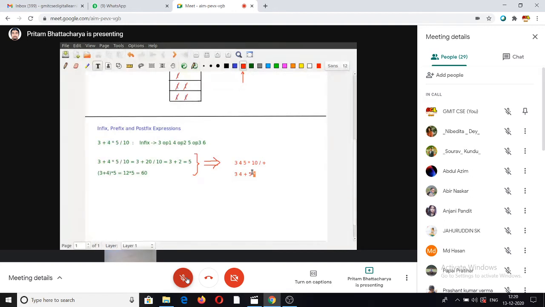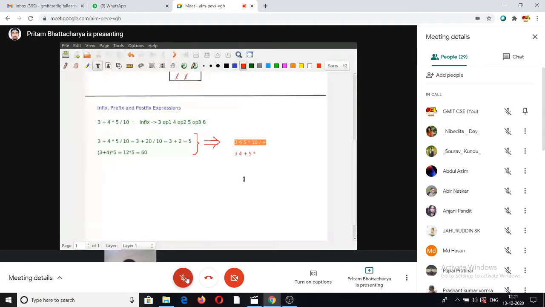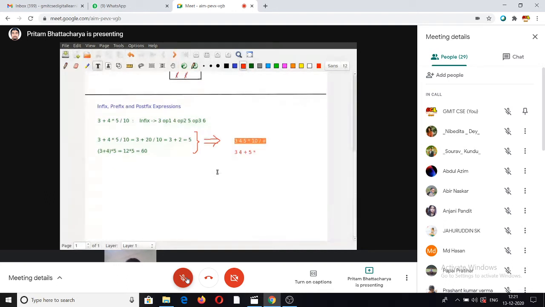Okay. So how do we evaluate this? For a computer, this is actually quite easy to do. Let me first show you how postfix expressions are evaluated, and then I'll talk about how we can algorithmically convert from infix to postfix. So let us take this particular expression.